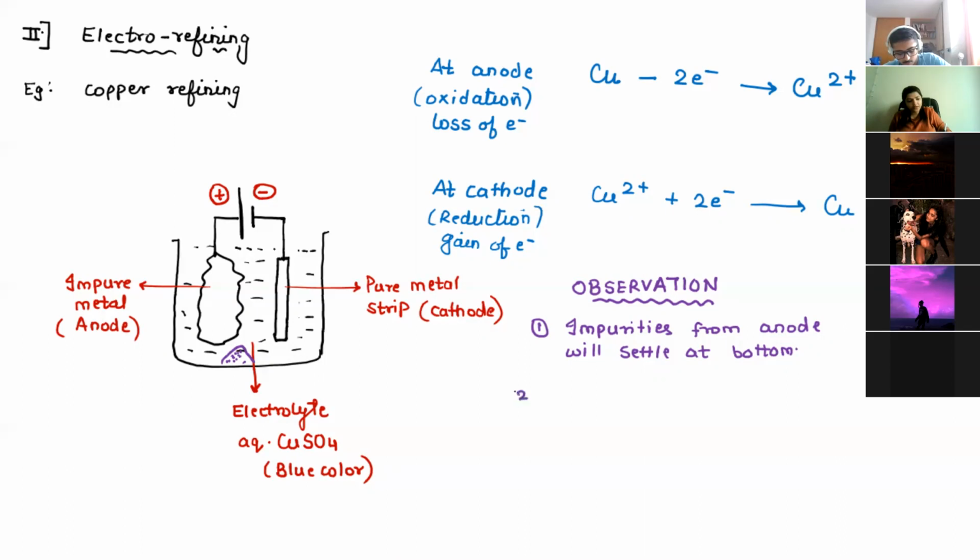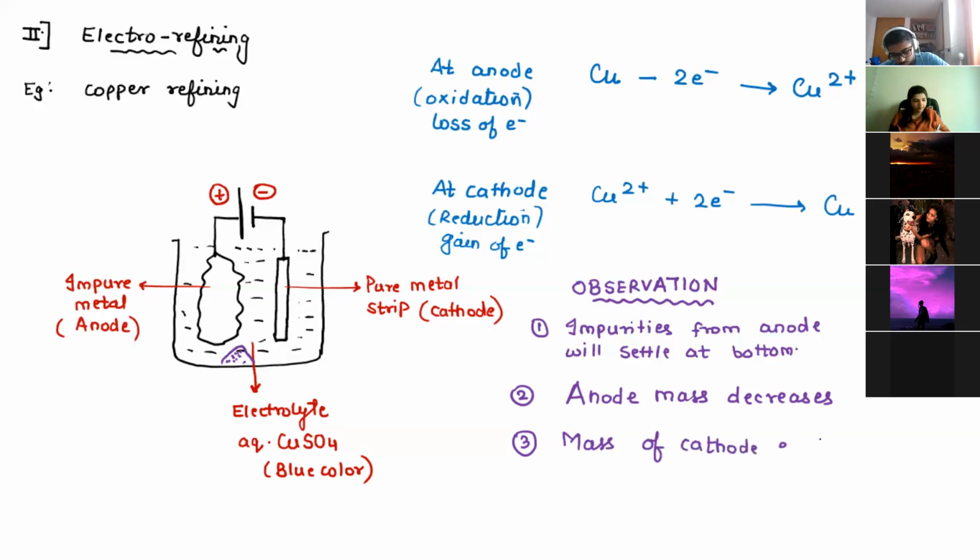So the observation number 2 is the cathode mass decreases. Reason? Because from there the metal is getting deposited on the cathode. Sorry, anode mass decreases. My bad. Anode mass decreases, and the third one is that the mass of the cathode electrode increases.